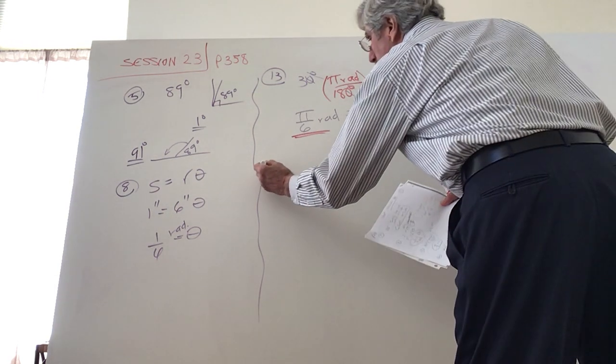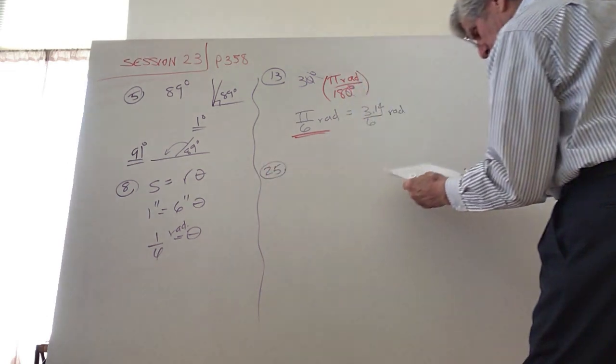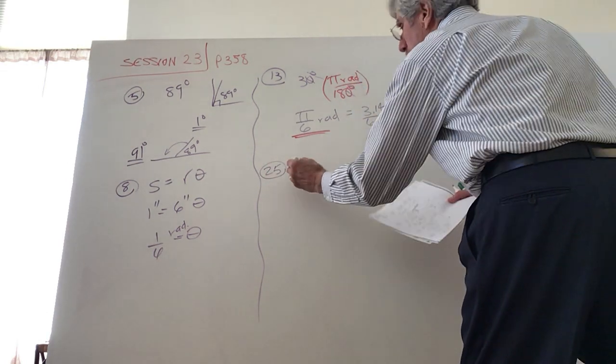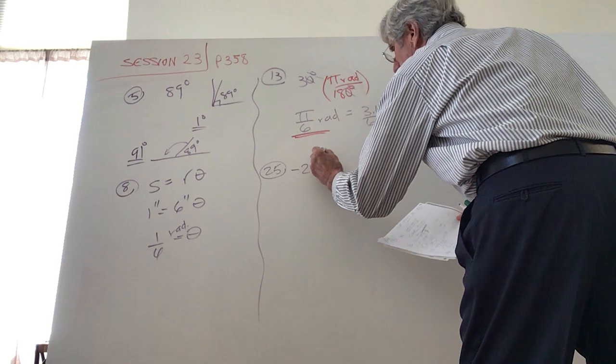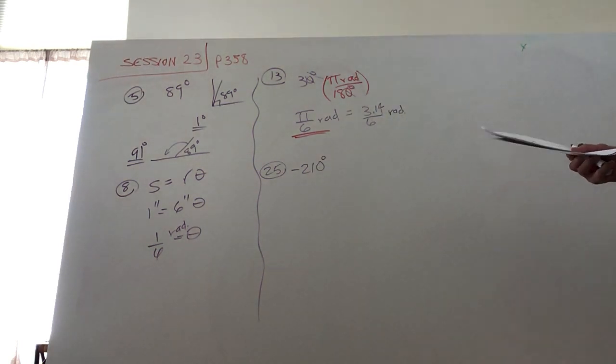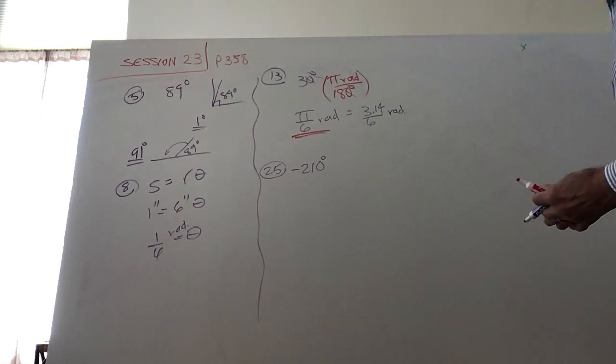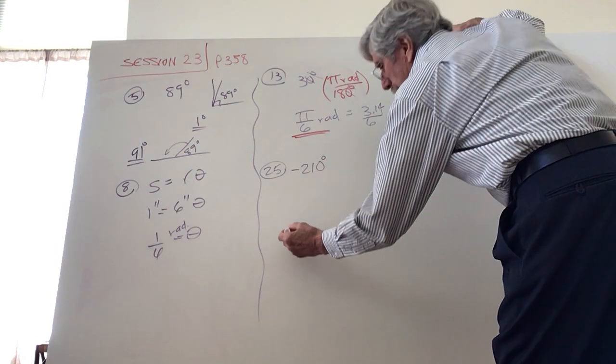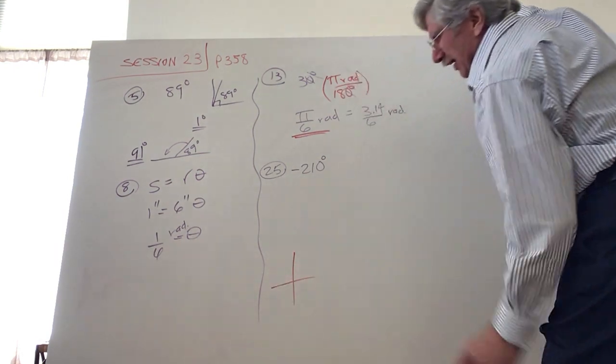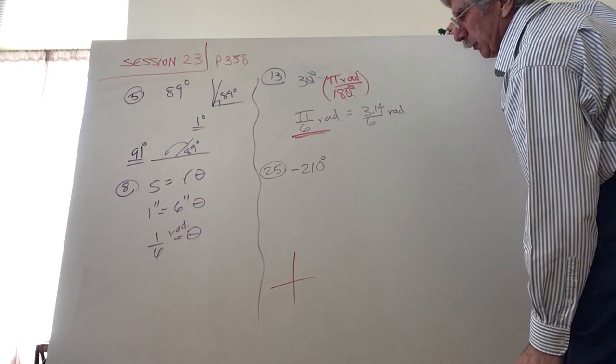After that, try 25. Now 25 is negative 210 degrees. We'd like to change this also to radians. I'll give you 2 examples here because of the negative. It gives me a chance also to explain the negative rotation in the trig, which we're going to talk about in the next session, and get into it a bit here with the rotation.